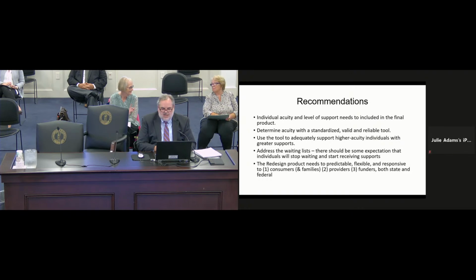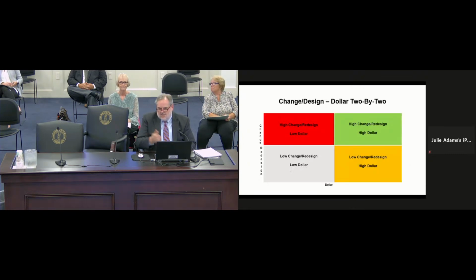Some idea. I also think the system needs to be predictable, flexible, and address the needs of consumers first. I think that's key. But if you do that and you take care of providers, funders, and policymakers, I think we'll be okay. But we need to start out with the consumer needs and build a system from there. I like a 2x2 grid. There's only 4 bits of information I have to keep up with, and that helps me.